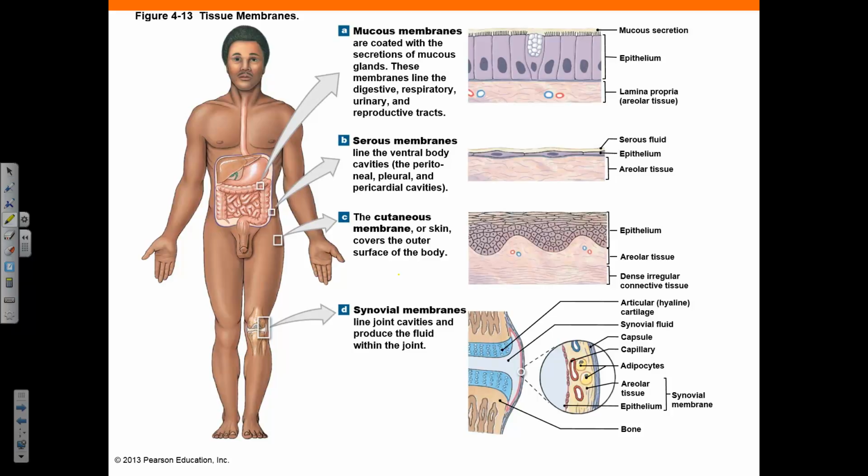dense irregular connective tissue. The synovial membranes are membranes that line joint cavities. The layer of epithelium supported by the areolar tissue is incomplete, and these membranes produce the synovial fluid that lubricates the joint.